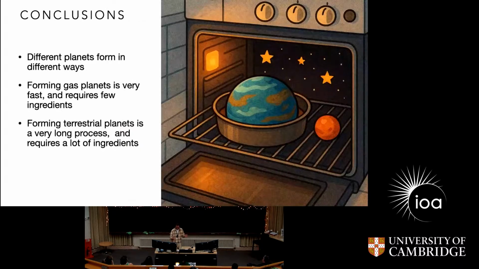So with this I leave you with my conclusions. I hope that tonight you learned that planets can form in different ways. Forming gas planets is very fast and requires few ingredients. It's like preparing a mug cake. While forming terrestrial planets is a very long process. It requires a lot of ingredients, and it's more similar to a Christmas pudding. And with this, thank you very much for your attention.